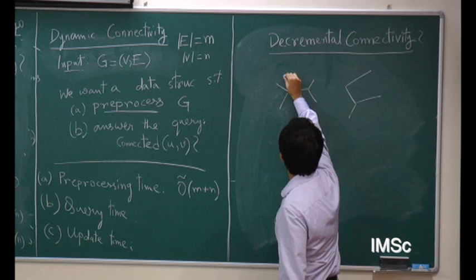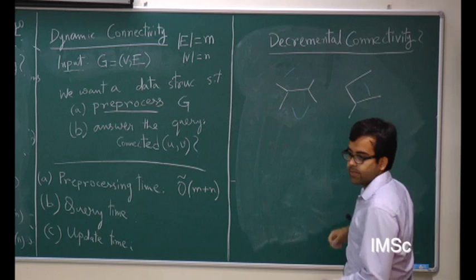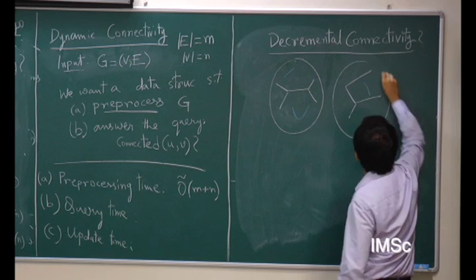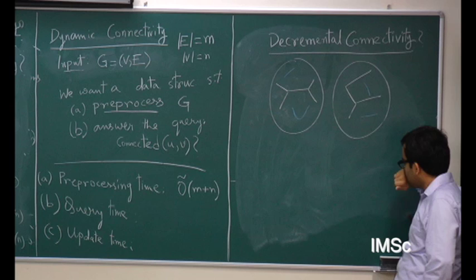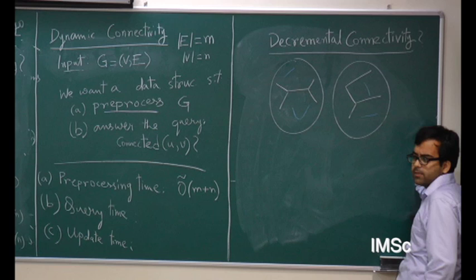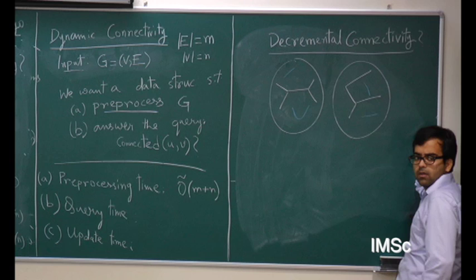The non-tree edges go within the same components, right? So here there are two components. The white edges are the tree edges, the blue edges are the non-tree edges. Question one, what will happen if a non-tree edge gets deleted? Is this easy to fix in the data structure? It's easy, right? Because basically nothing is changing.